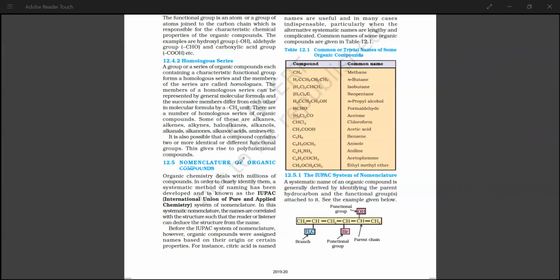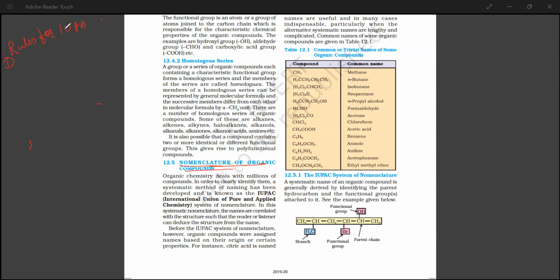Now we'll go to the next one, that IUPAC system of nomenclature. See, what are the conditions? What are the rules for IUPAC? First rule, carbon chain should be longest possible.